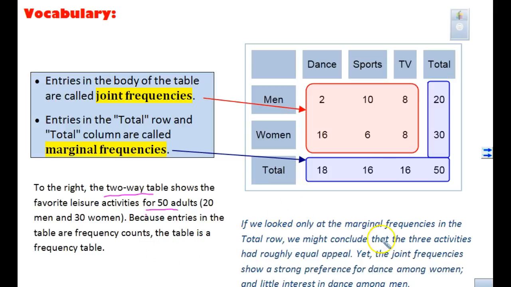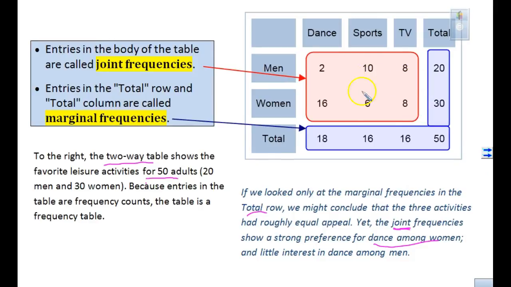So if we looked only at the marginal frequencies, that's our total row, we might conclude that the three activities are roughly equal, which is kind of what we thought. Yet if we look at the joint frequencies, the ones on the inside here, we can see that women prefer dance, and men prefer, in this case, theirs is kind of much more equal between sports and TV, but men really, in this survey, had little or no interest in dance, right?